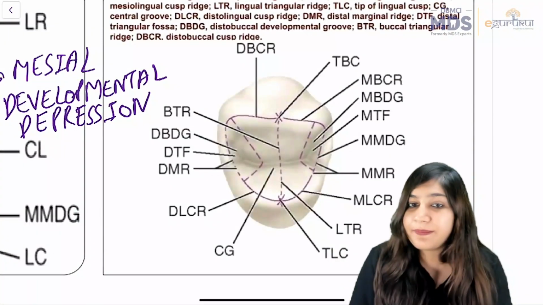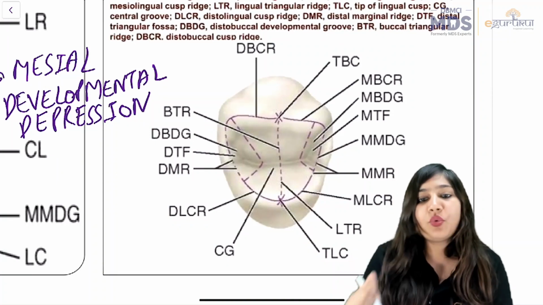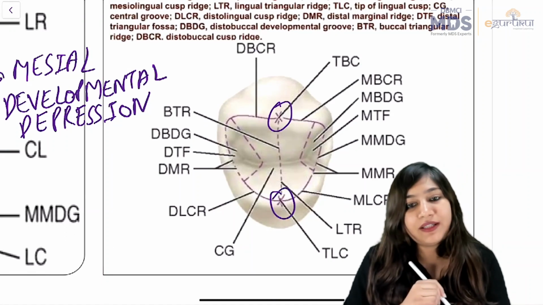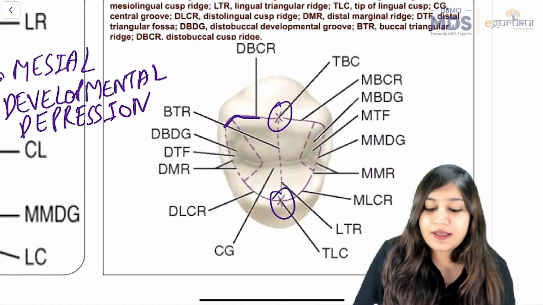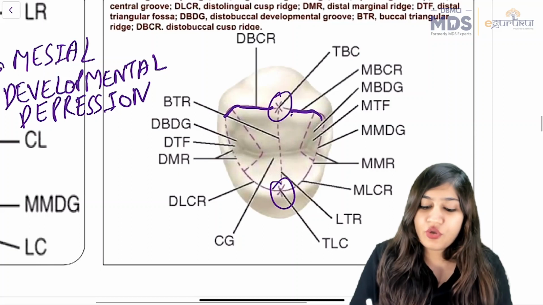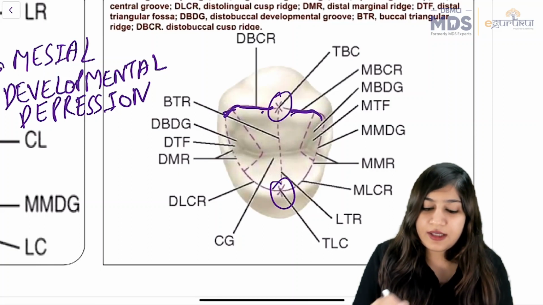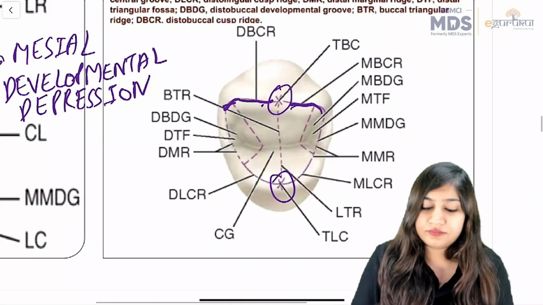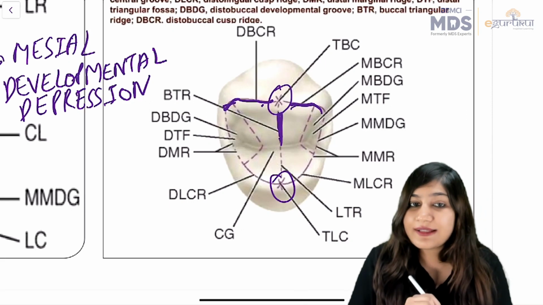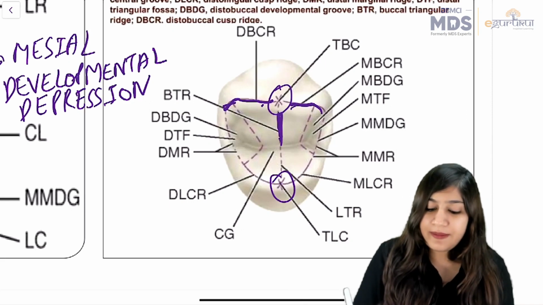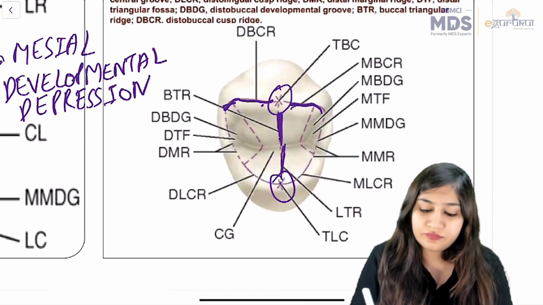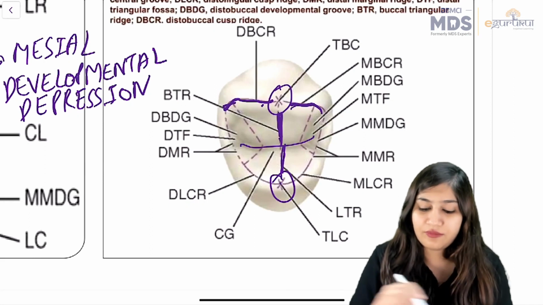Two cusps are present, buccal cusp and lingual cusp. The lingual cusp is 2 mm shorter than the buccal cusp. This is the tip of the buccal cusp. This is the tip of the lingual cusp. These are the cusp ridges, right? Mesiobuccal cusp ridge, distobuccal cusp ridge. This is the buccal triangular ridge extending from the tip of the buccal cusp towards the central groove. And this is our lingual triangular ridge. This is our central developmental groove.